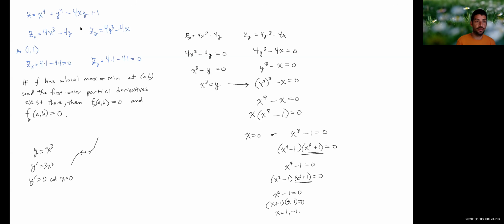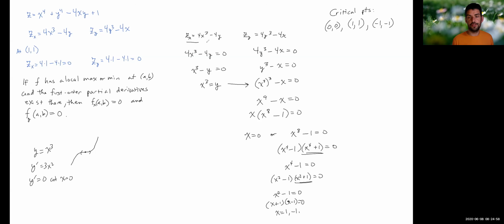So the story here is that this function has critical points at, let's see, and notice y equals x cubed. So we have 3 solutions. x equals 0, which means y also equals 0, so 0, 0 is a solution. When x equals 1, y equals 1. And when x equals negative 1, y equals negative 1. Right? So I'm being a little bit lazy here. We're working in 3 dimensions, but these are our input points. So at these 3 points in the x, y inputs, we have zeros.